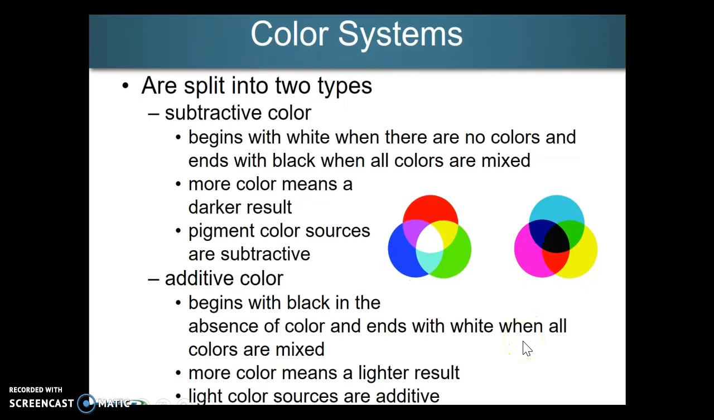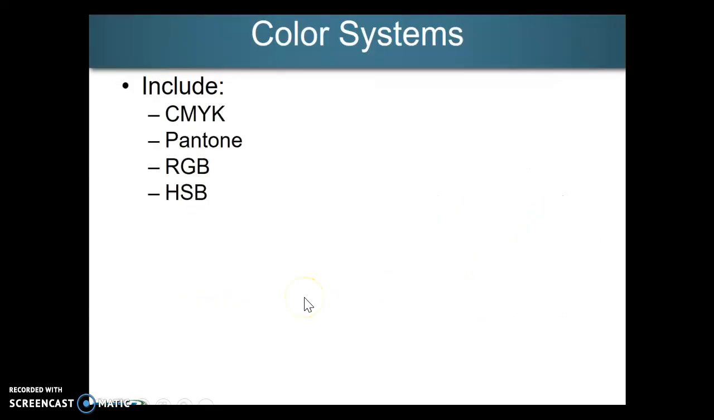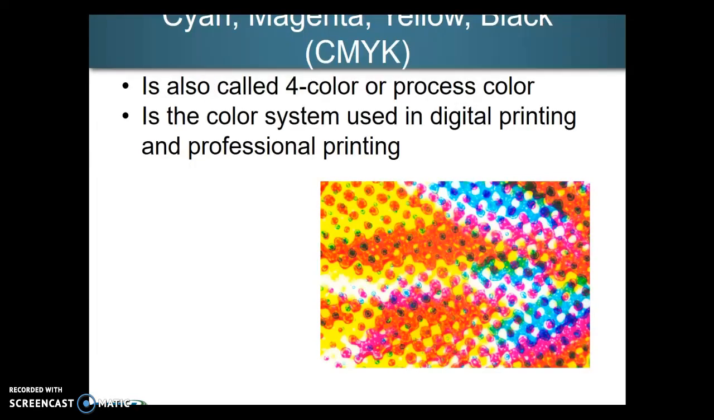Additive color begins with black in the absence of color and ends with white when all colors are mixed, such as here. More color means a lighter result. Light color sources are additive. The color systems include CMYK, Pantone, RGB, and HSB.